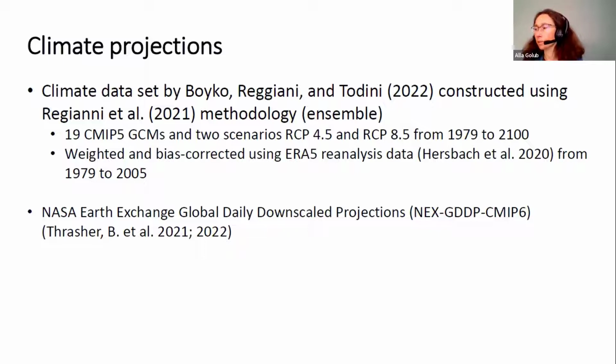These series are mutually weighted and bias corrected using ERA5 reanalysis data from 1979 to 2005. And I will refer to this data set as an ensemble. The second data source is NEX-GDDP-CMIP6. This is NASA Earth Exchange Global Daily Downscaled Projections Phase 6.